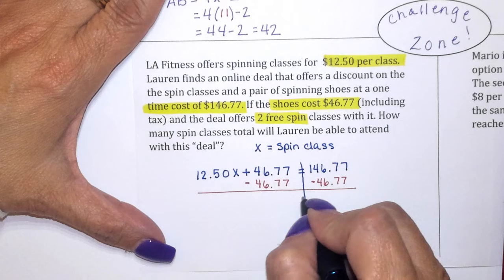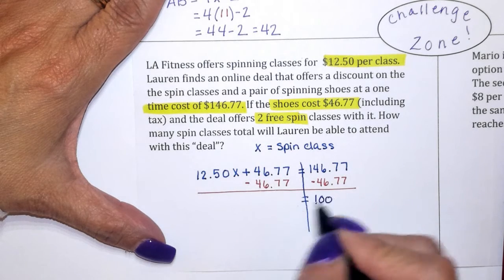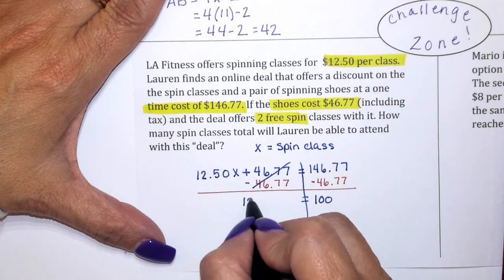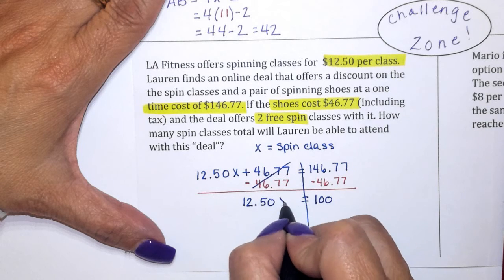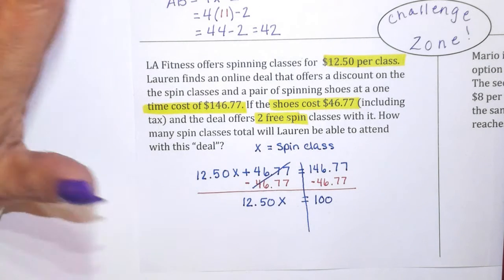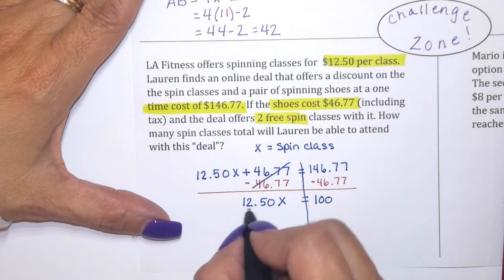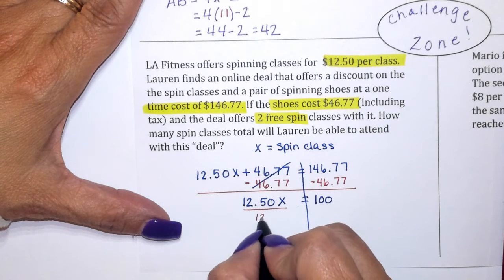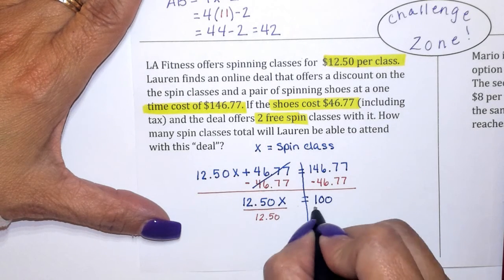Okay, so this over here is 100. That zeroes out and we have 12.50x equals 100. I'm just going to keep solving here. I'm going to divide both sides by 12.50 because it's $12.50 for each spin class.